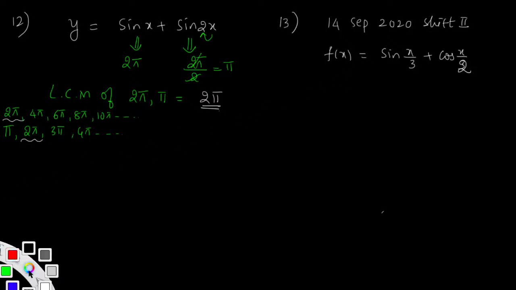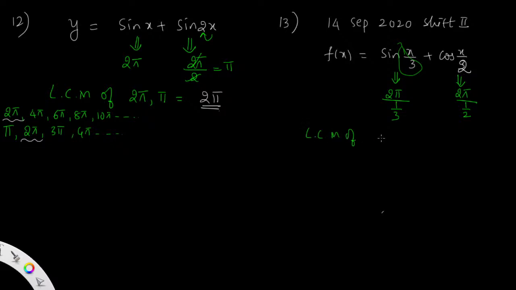So the answer is, first take the period of sin x by 3, which is 2 pi divided by the x coefficient, nothing but 1 by 3. Similarly, for cos x by 2, it is 2 pi by 1 by 2. Then take the LCM of 6 pi and 4 pi. Take the value.